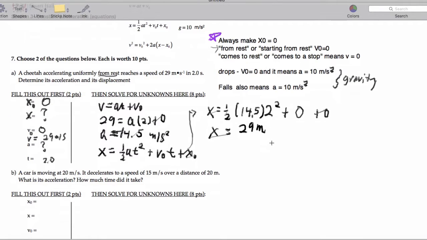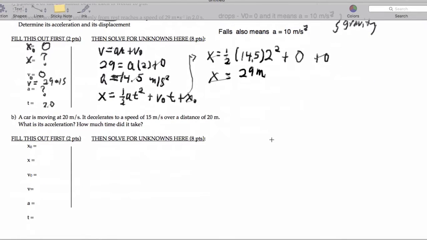All right? Now, part B. A car is moving at 20 meters per second. It decelerates to 15 meters per second over a distance of 20 meters. We want to know its acceleration and the amount of time it takes. Okay, so x naught is 0. Decelerates, that's the speed it ends up at, having started from this speed, and we know this is 20. We don't know the acceleration, and we don't know the time.